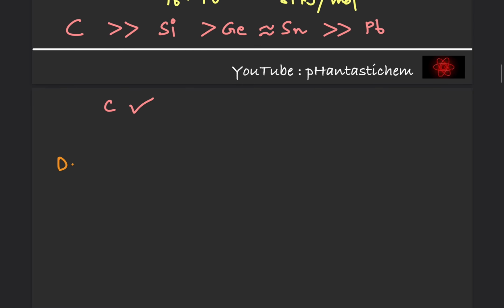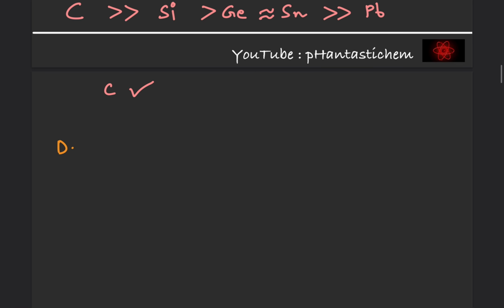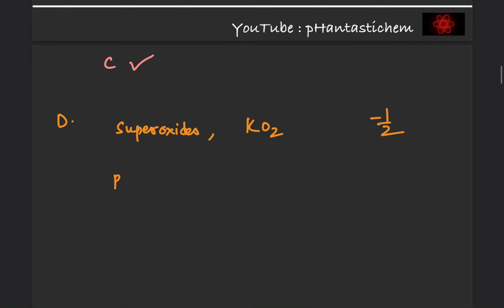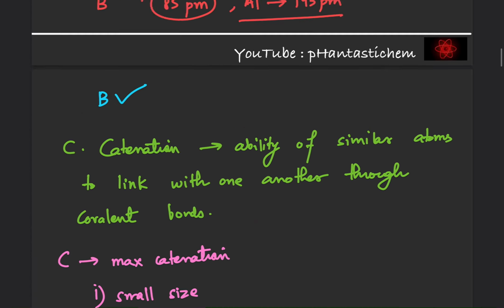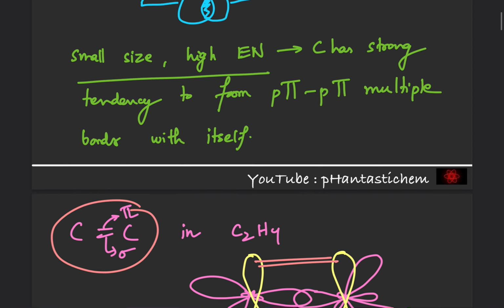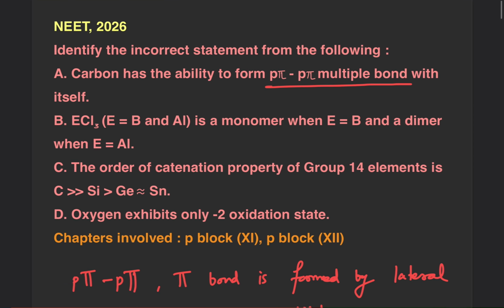Statement D says that oxygen exhibits only -2 oxidation state, which is incorrect, because in case of superoxides, for example KO2, its oxidation state is -1/2, and in the case of peroxides, for example H2O2 hydrogen peroxide, it's -1. So therefore the incorrect statement is D. Okay, so therefore the final answer is D. Okay, thank you.